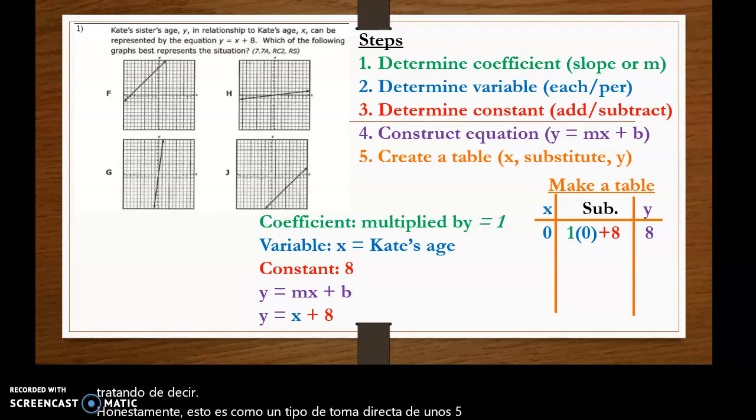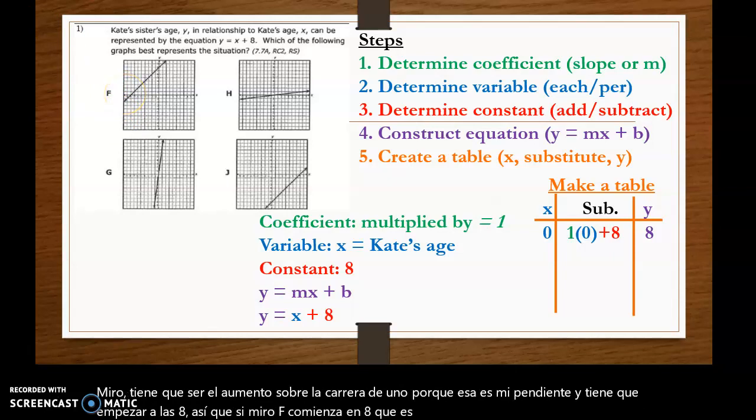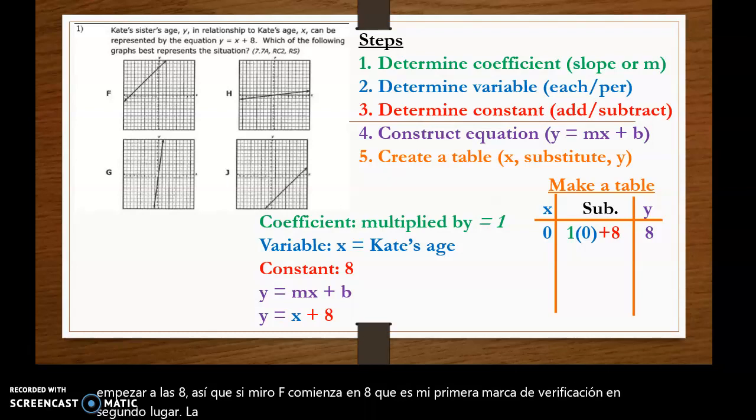I look at it, it has to be rise over run of 1, because that's my slope, and it has to start at 8. So if I look at f, it starts at 8. That's my first check mark. Second thing is 1 over 1. So up 1, right 1, up 1, right 1. Yes, that's right. Okay, so f is the perfect answer.